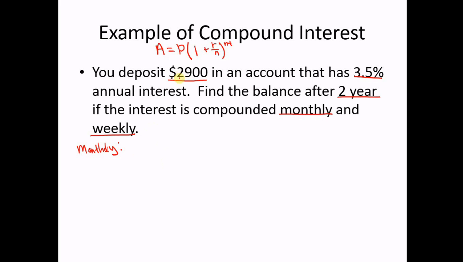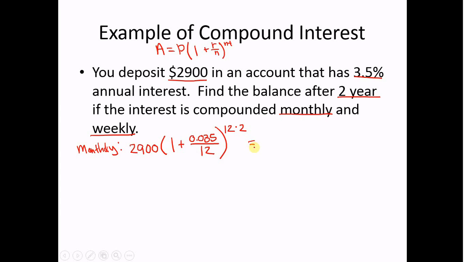So P is my principal. That's the amount I deposited, $2,900. 1 plus my rate as a decimal. So 3.5%, as a decimal, 0.035 over N, which is the number of times I'm compounding. I'm compounding monthly, so that would be 12. 12 times, because N should match here, times your time. My time is 2 years.